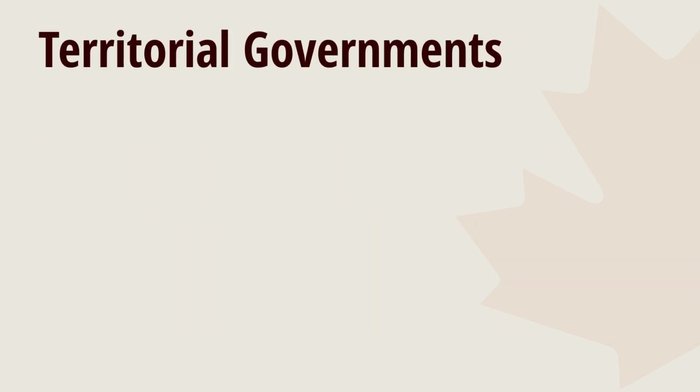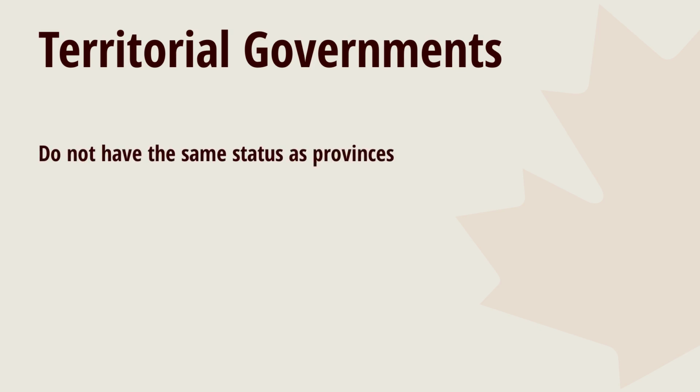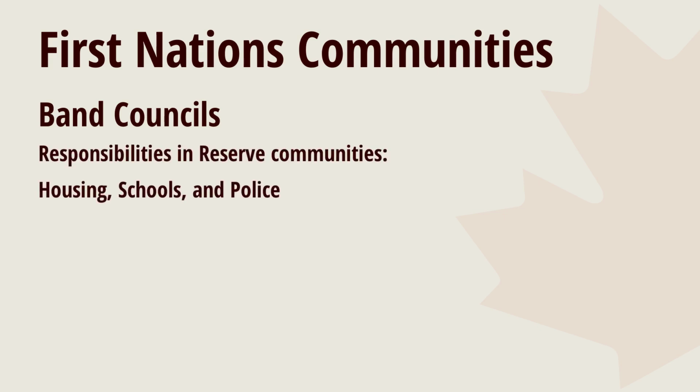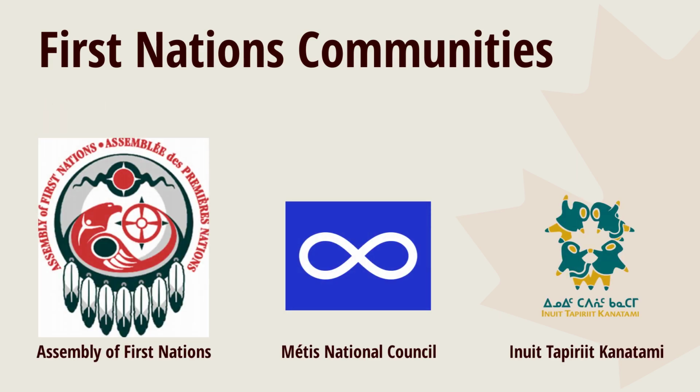The territories in Canada's north do not have the status of provinces, but their elected governments have many of the same responsibilities. Across Canada, there are also band councils which govern First Nations communities. These elected councils make major decisions that affect their local reserve communities, like housing, schools, and police. There are also Aboriginal organizations that represent First Nations, Métis, and Inuit people in their relationships with the 3 levels of government.